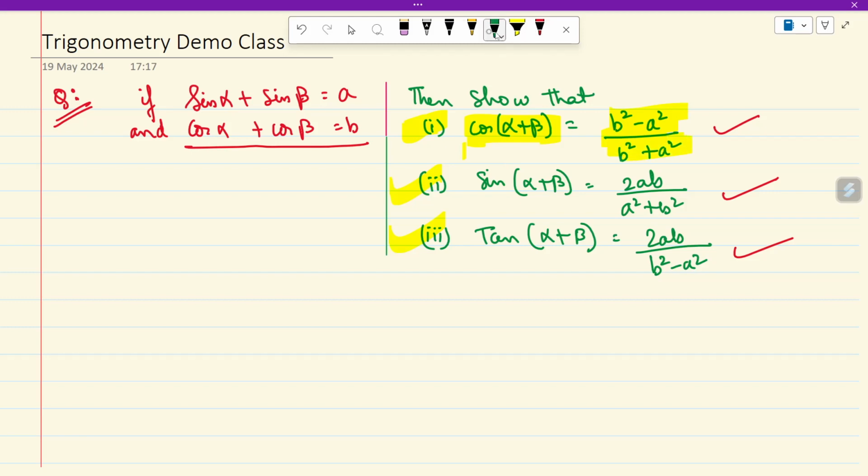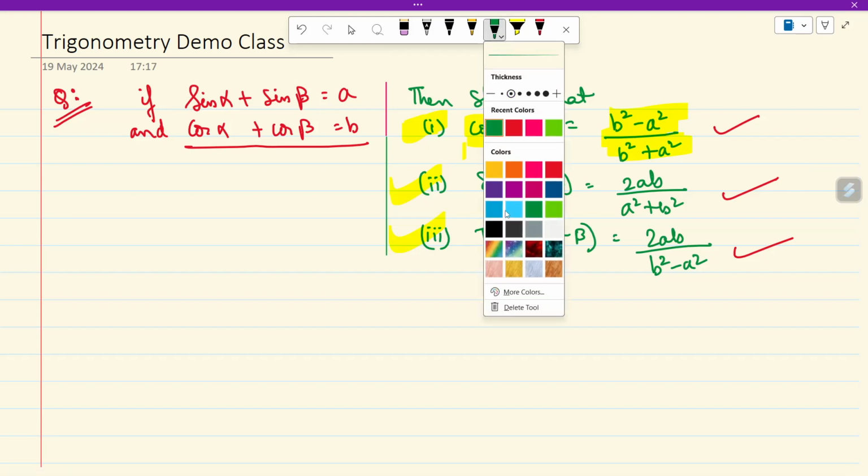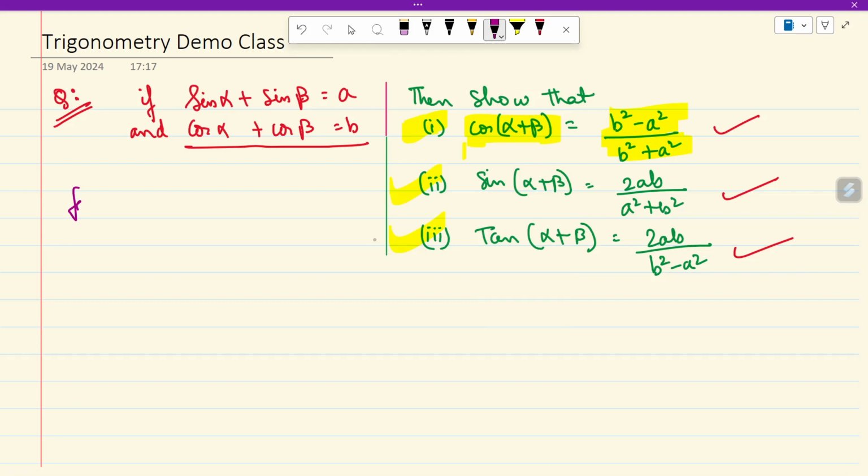This question is very important for class 11 maths. To solve this question, generally we use one formula. It is given in R.D. Sharma book also. Very important formula. The formula is sin(alpha plus beta), or sin(A plus B), and again you will write sin(A minus B).